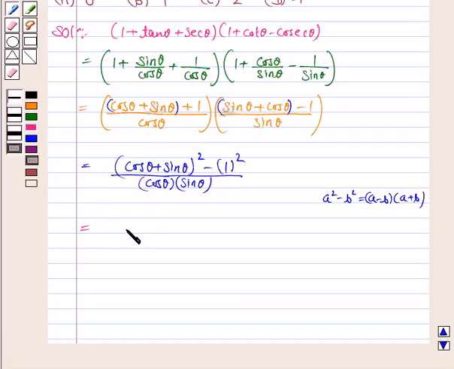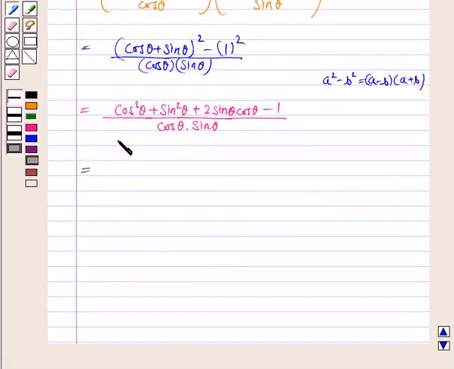So now let's apply the formula of (a + b) whole square. So it is cos square θ plus sin square θ plus 2 cos θ sin θ, minus 1, upon cos θ into sin θ. Now we know that cos square θ plus sin square θ is 1. So 1 plus 2 sin θ cos θ minus 1 upon cos θ into sin θ.